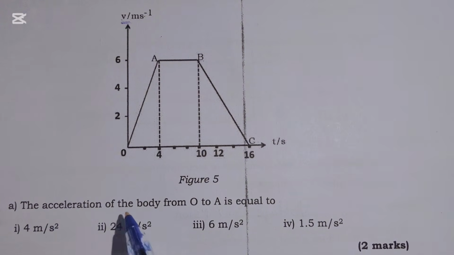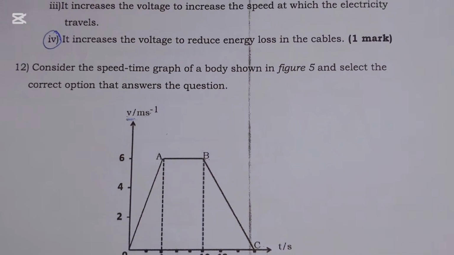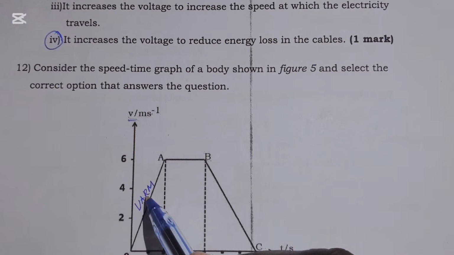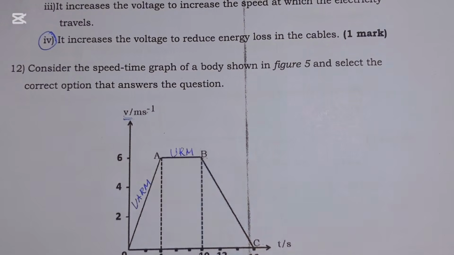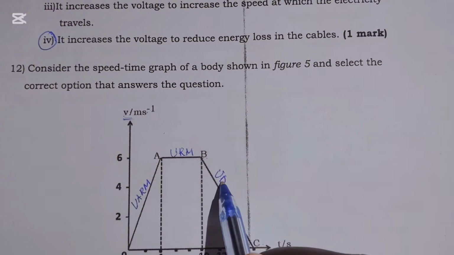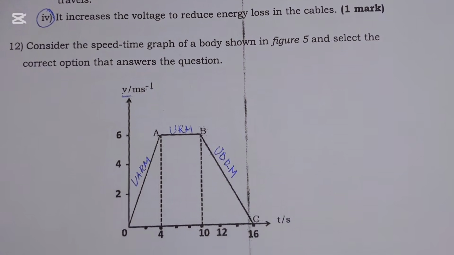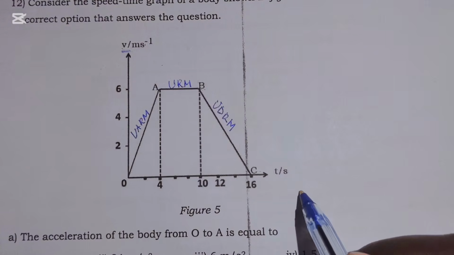We are asked to find the acceleration of the body from O to A, and you have to name these motions. This is what we call UARM, uniform acceleration rectilinear motion, and here you have uniform rectilinear motion. That is what we call URM. And right here you have what we call UDRM, uniform deceleration rectilinear motion.